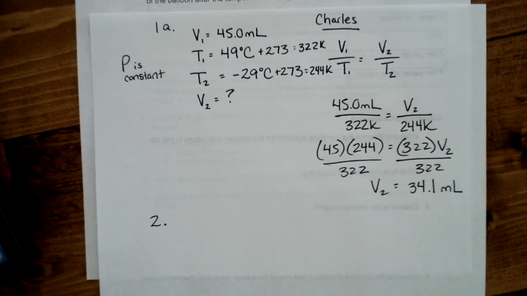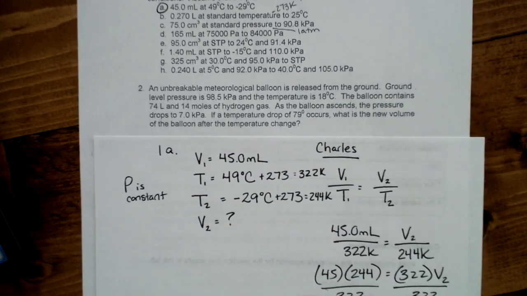So it says an unbreakable meteorological balloon is released from the ground. Ground level pressure is 98.5 kilopascals with a temperature of 18 degrees Celsius. The balloon contains 74 liters and 14 moles of hydrogen gas. As the balloon ascends, the pressure drops to 7 kilopascals. If a temperature drop of 79 degrees occurs, what is the new volume of the balloon after the temperature change?